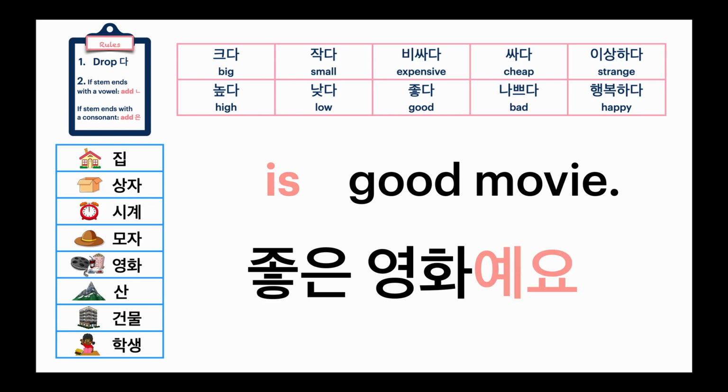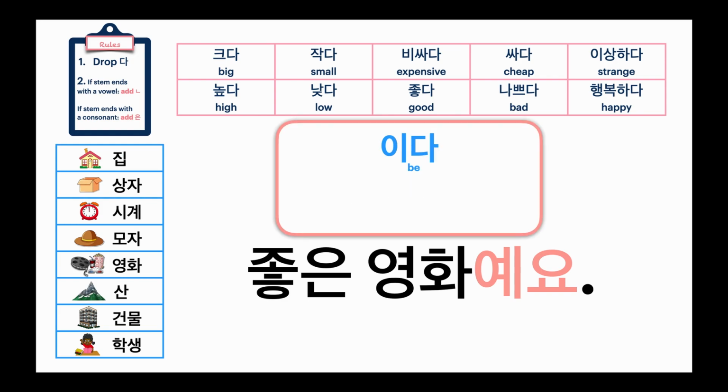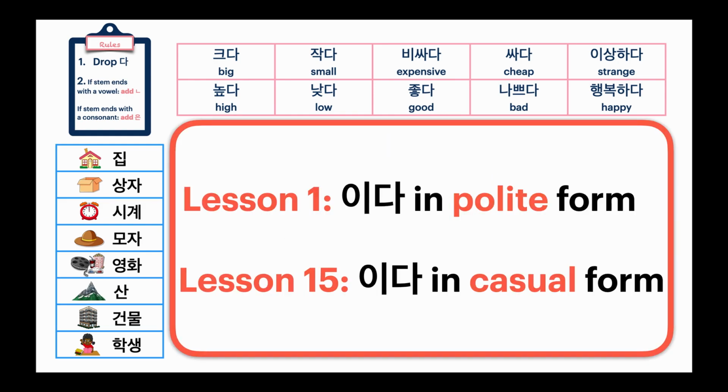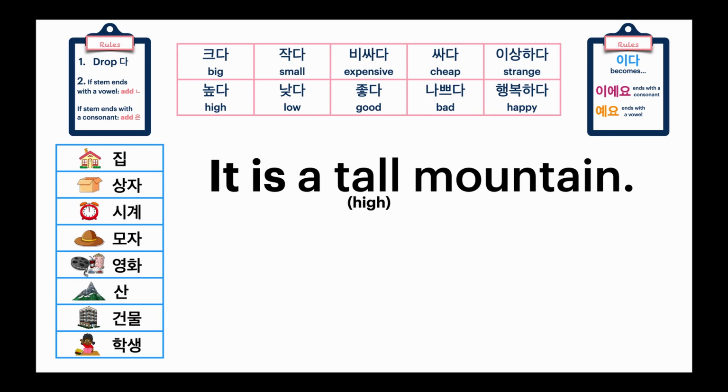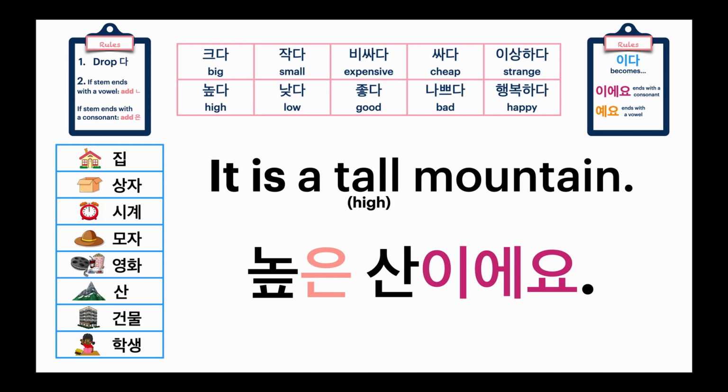좋은 영화예요. 예요 comes from 이다, which turns into 이에요 and 예요. If you're not familiar with 이다, you might want to go ahead and stop here or check out lessons 1 or 15. Otherwise though, let's move on to it's a tall mountain. And we'll put the 이다 rules up here just in case you need them. And of course, pause if you need more time. 높은 산이에요.